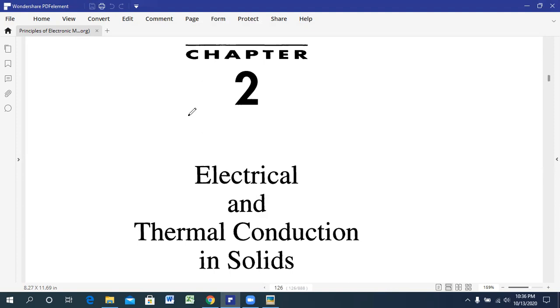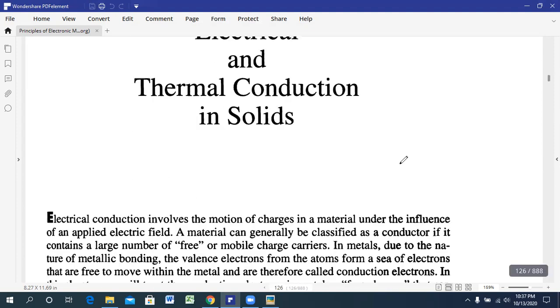Okay, so usually I try to follow the topic wise. That means I will try to cover only those topics which are also included in our syllabus. Okay, so let us start the class.